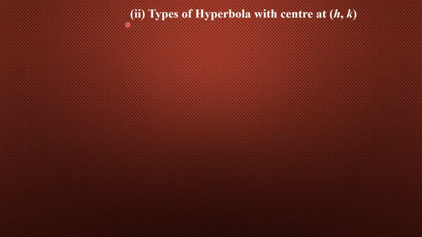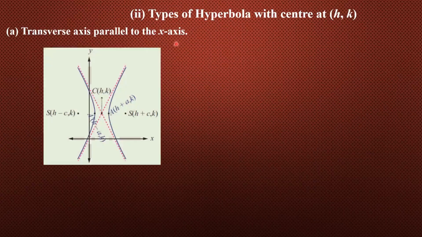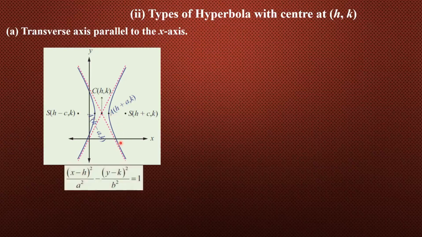Next, we are going to see types of hyperbola with center at (h, k). First one is transverse axis parallel to the x-axis. See this diagram. Here the vertices are A and A'. The line which passes through them is parallel to the x-axis. So the equation of the hyperbola is (x minus h) the whole squared divided by a squared minus (y minus k) the whole squared divided by b squared is equal to 1.